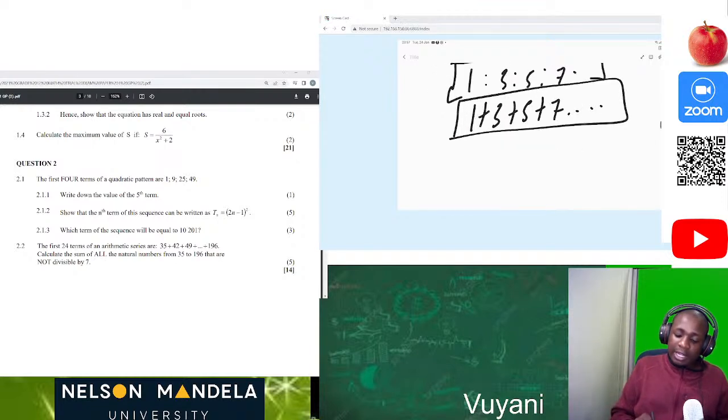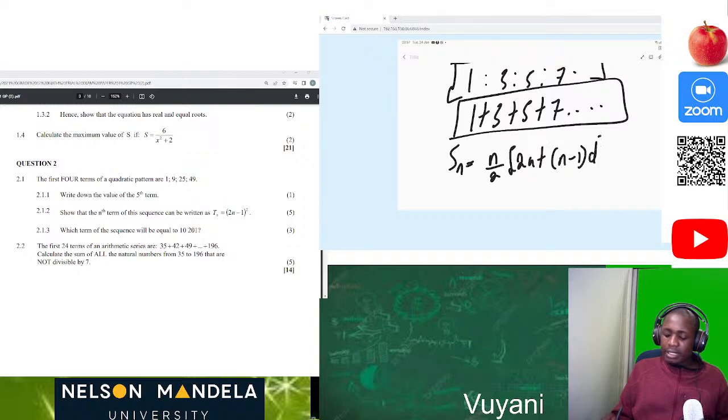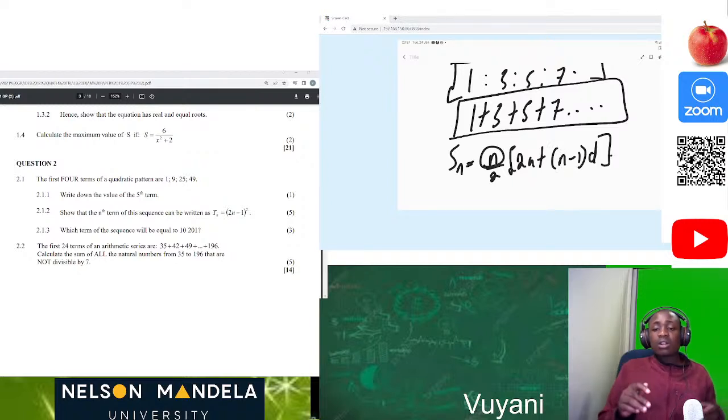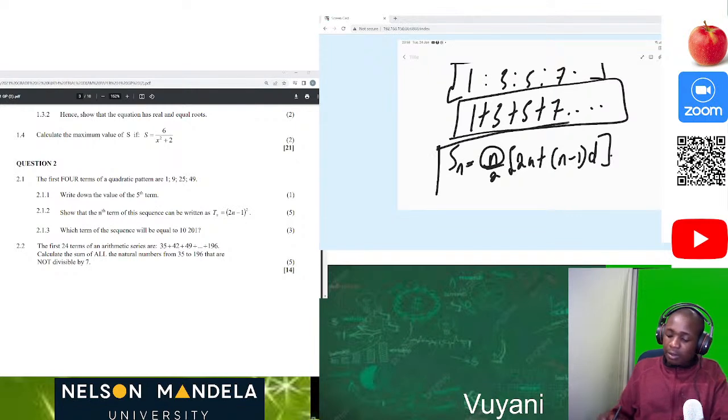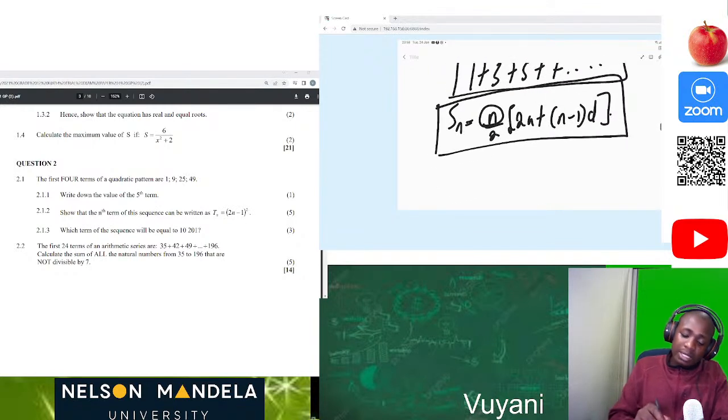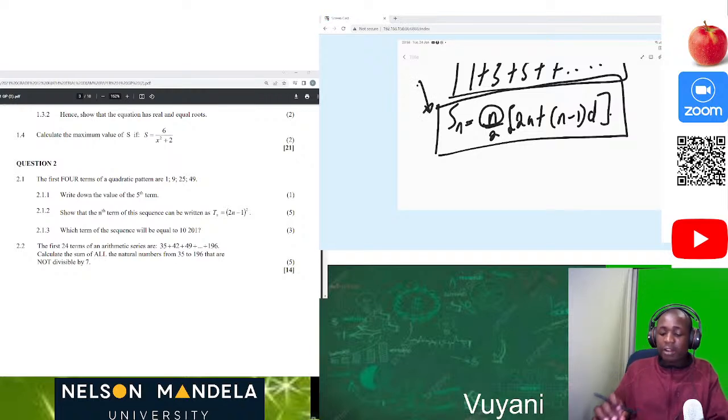Then how do you calculate that? Now we have our Sn to be equal to n over 2, 2a plus n minus 1 multiplied by d, where n is the total number of terms in the sequence. This is just great because if you understand your sequences, you'll be able to calculate your series properly. This is what is so crucial about the arithmetic series. You only have to know that Sn is equal to n over 2, 2a plus n minus 1 multiplied by d.